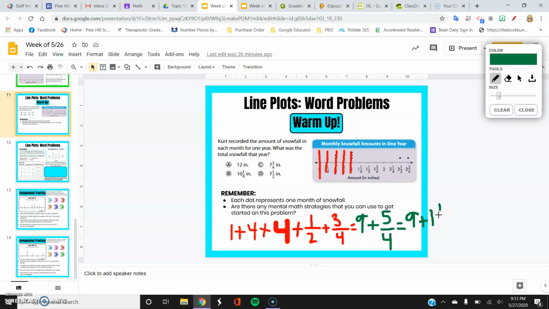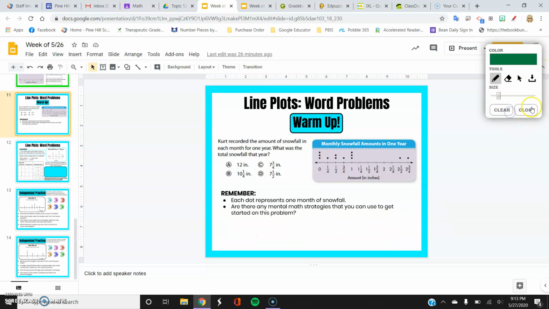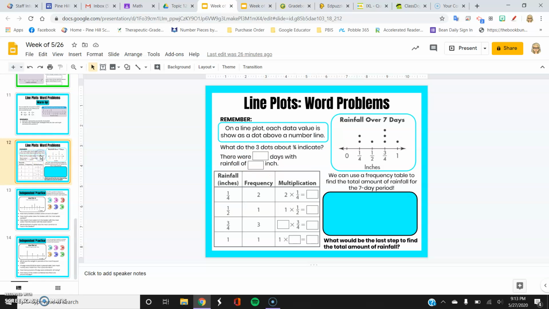And as I get closer to my answer, I see that the answer is there. Ooh, I need to use my mouse next time. 9 plus 1 is 10, and then I have my fourth right here. So I have 10 and 1/4 inch. Okay. Clear that, close that. 10 and 1/4. Good. All right, let's move here where I can use my text boxes a little bit more.